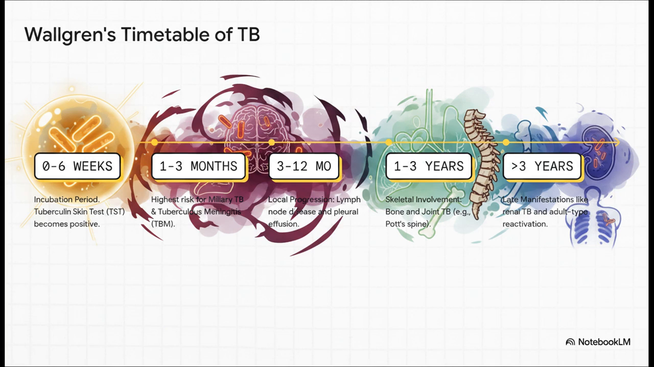The first 6 weeks, that's your incubation period. But look at this next window, 1 to 3 months. This is the danger zone. This is when that early silent spread can manifest as the most life-threatening forms, miliary TB and tuberculous meningitis.